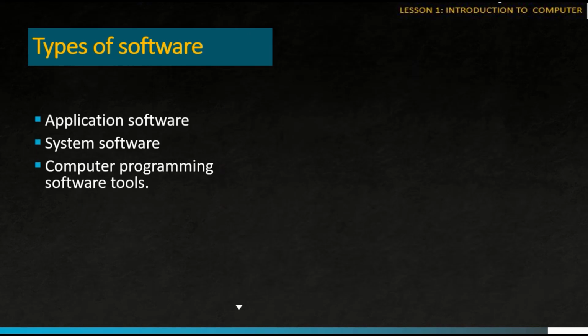Now we will look into the types of software. Computer software are special programs, designed, or developed to fulfill specific tasks electronically. There are different categories of software, but major category includes application software, system software and computer programming tools. We will look into these categories one by one. Let's begin with application software.